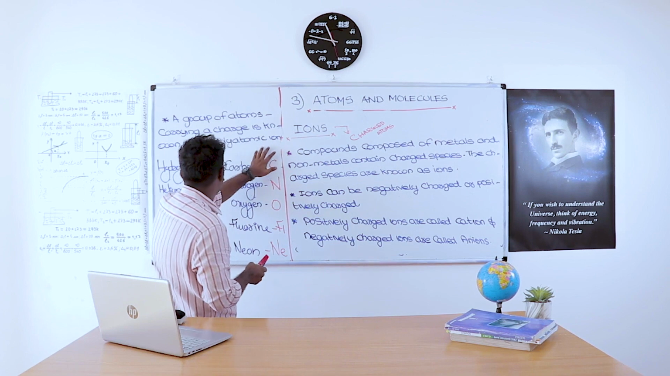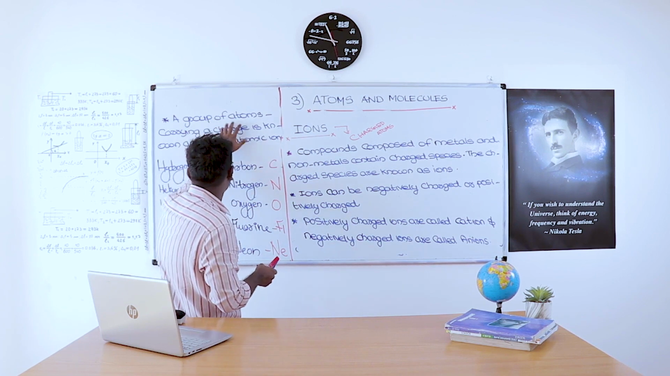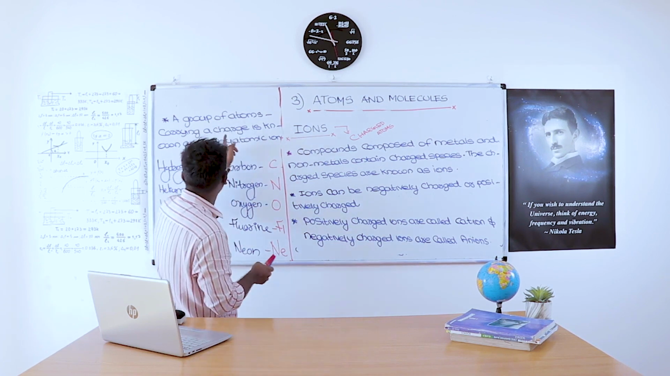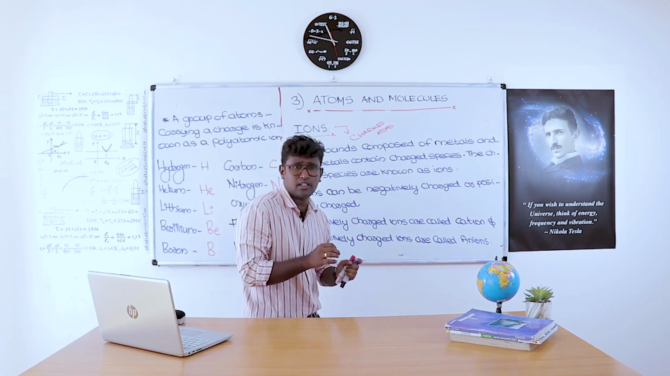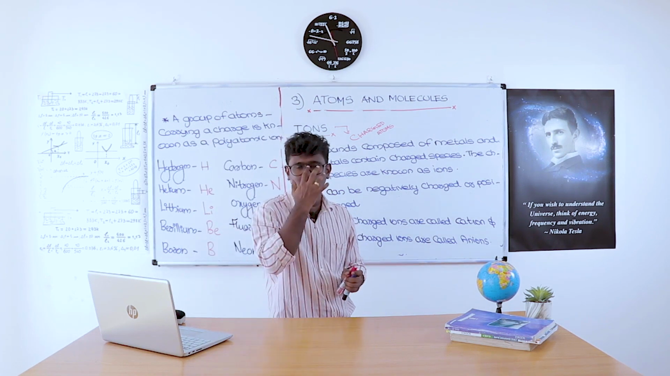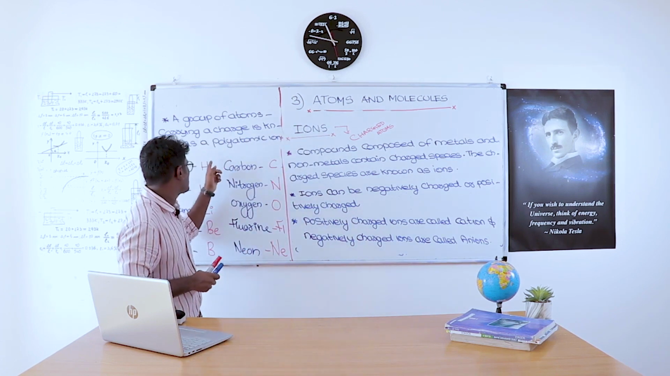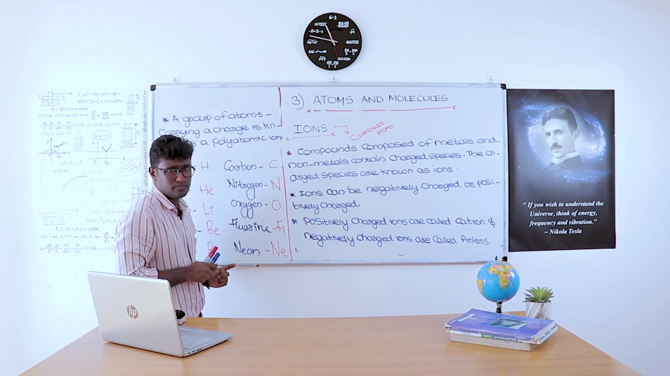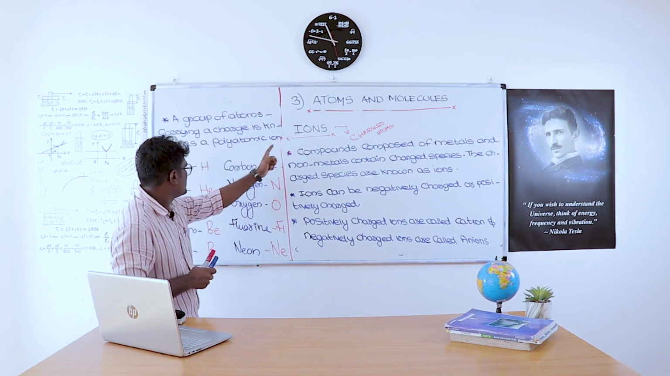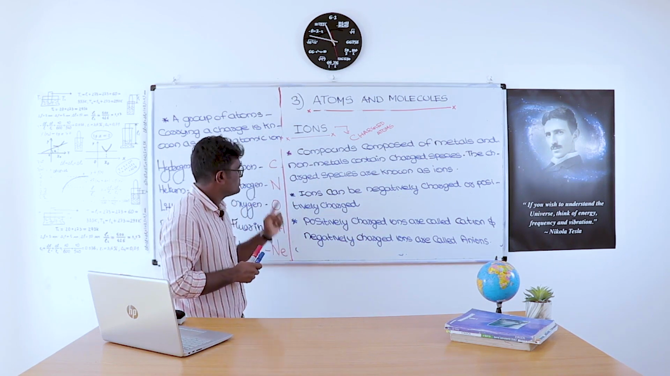And there is also the polyatomic ion. What is meant by a polyatomic ion? A group of atoms carrying a charge is known as a polyatomic ion. So these are all about ions.